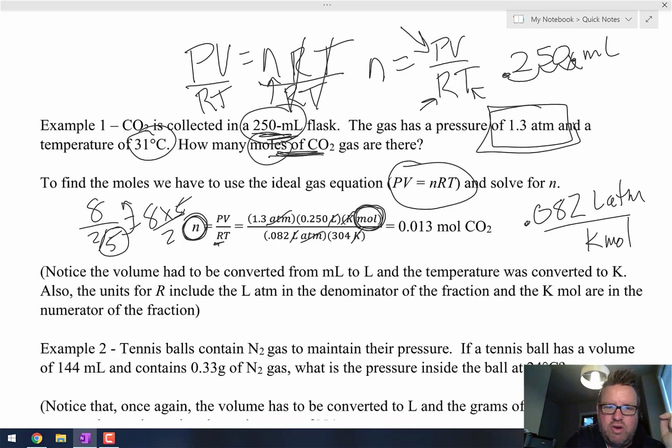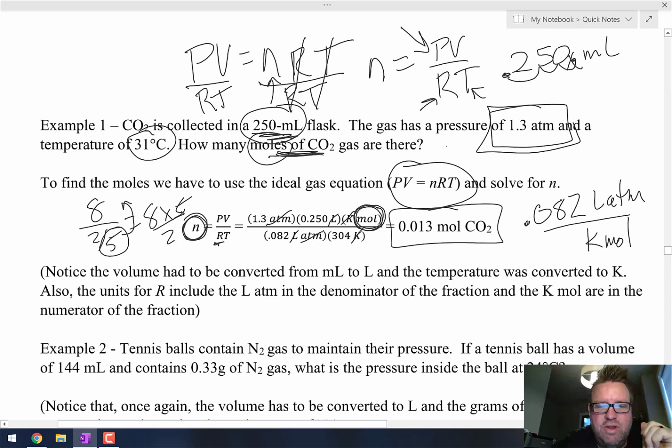Okay, then I just go to my calculator, and I would recommend that you try this. I would take 1.3, divide by 0.250, divide by 0.082, and then divide by 304. And you should get the same answer that I got here.